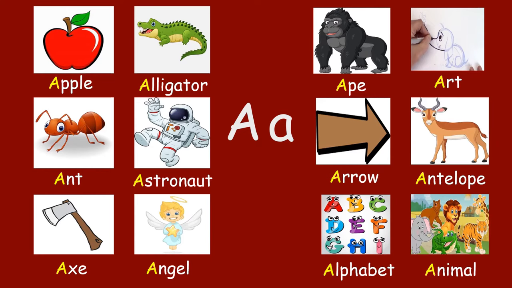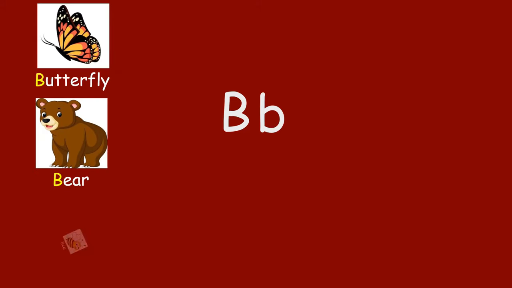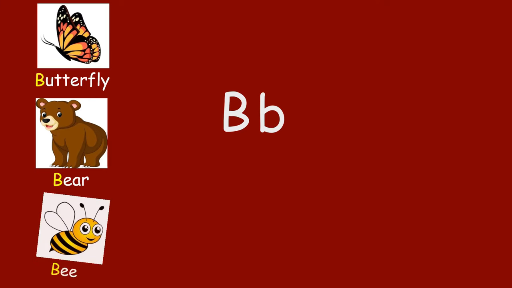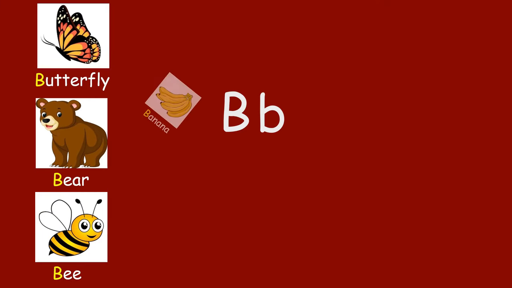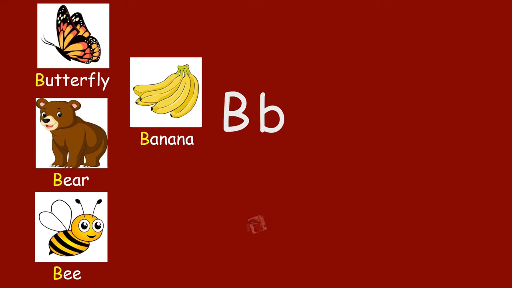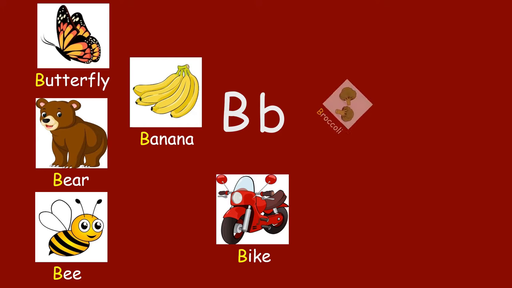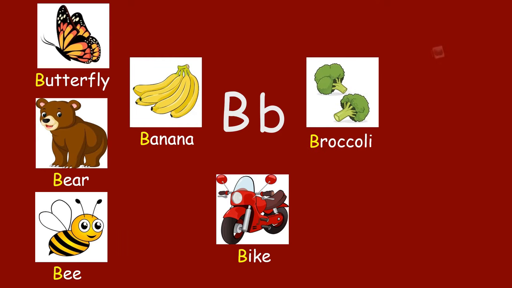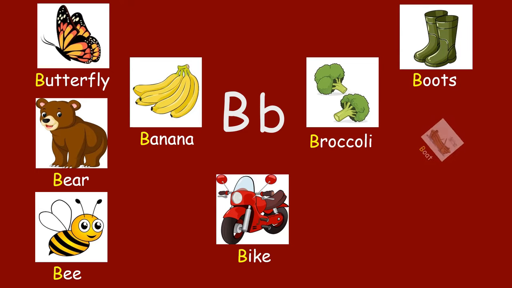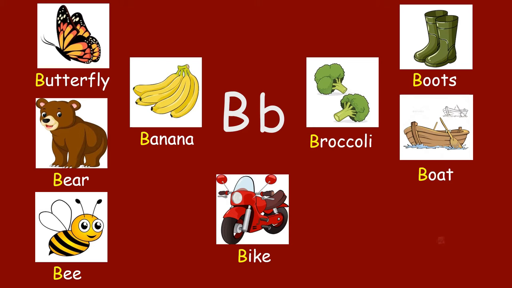The next letter is B. Sound of this letter is B. B. Butterfly. Bear. Bee. Banana. Bike. Broccoli. Boots. Boat. Boy.